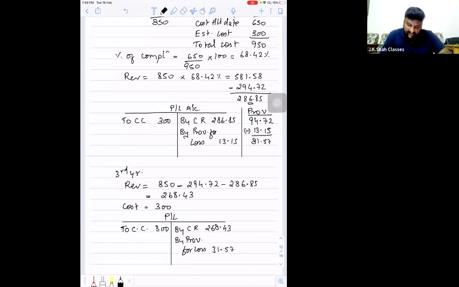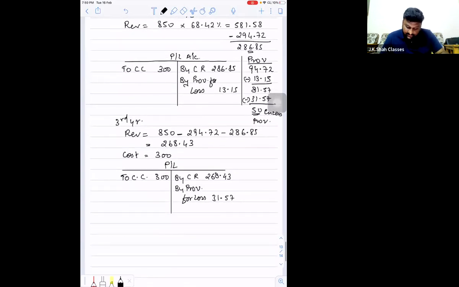Because here we had calculated 81.57 minus 31.57. The 50 rupees left over is your excess provision, and this excess provision will be written back, reversed. So when you reverse this, in the first year you recorded 150 as loss, and now 50 rupees will be reversed. So technically only 100 rupees loss on the contract. So in the third year, I will reverse this, plus I will reverse the 50 rupees also. So total reversal will be 81.57.